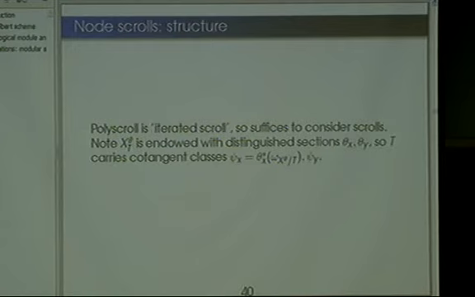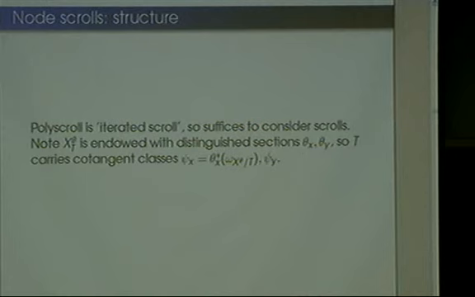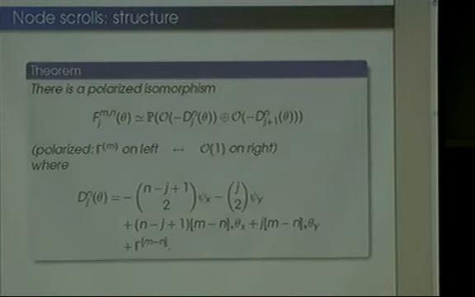So the new boundary family that we get in that case will have a pair of distinguished sections, call them theta x and theta y, and therefore the base of that family is going to be endowed with a couple of line bundles. They're kind of standard in the study of M_g bar, the cotangent classes psi x and psi y, which are just the pullbacks of the cotangents at the two branches. And so now we have the following theorem, a structure theorem for these node scrolls.